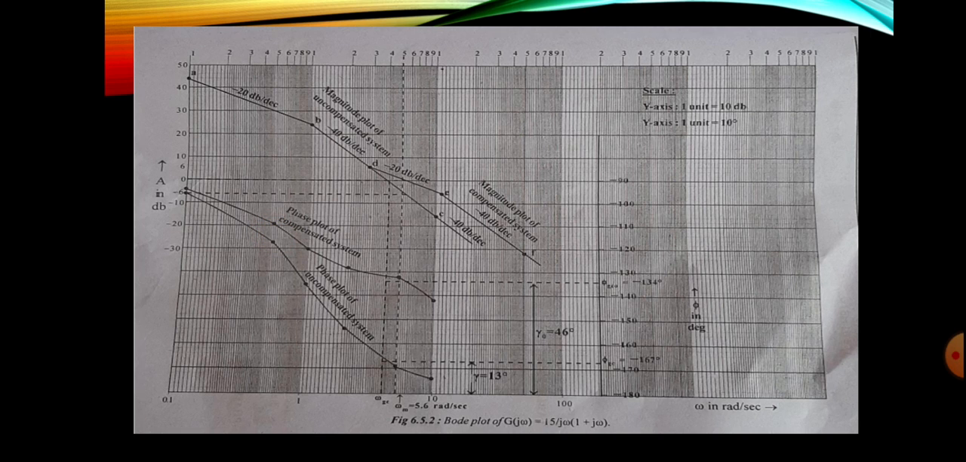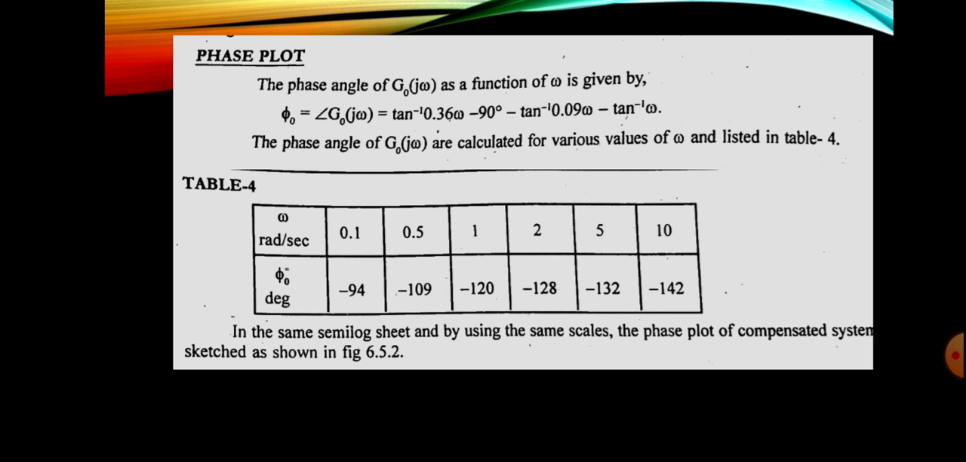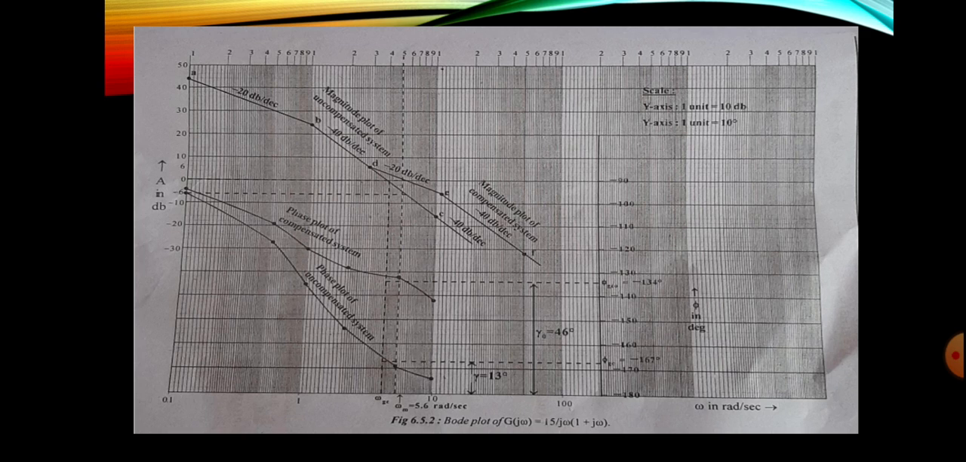And the next one is 1. For 1, what is the phase value? The phase value is minus 120. Minus 120 is here. And that minus 120 corresponds to 1. So 1 is here. This is the 1.